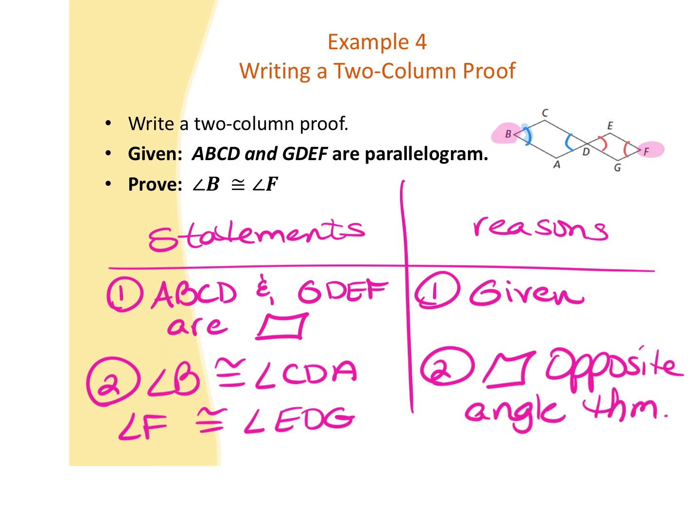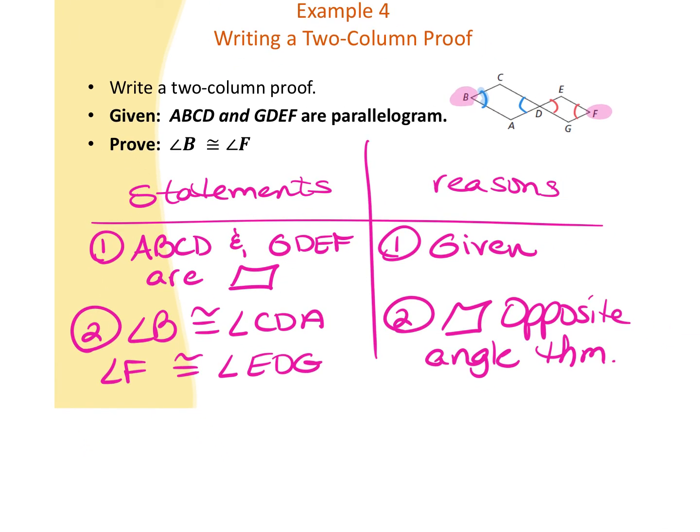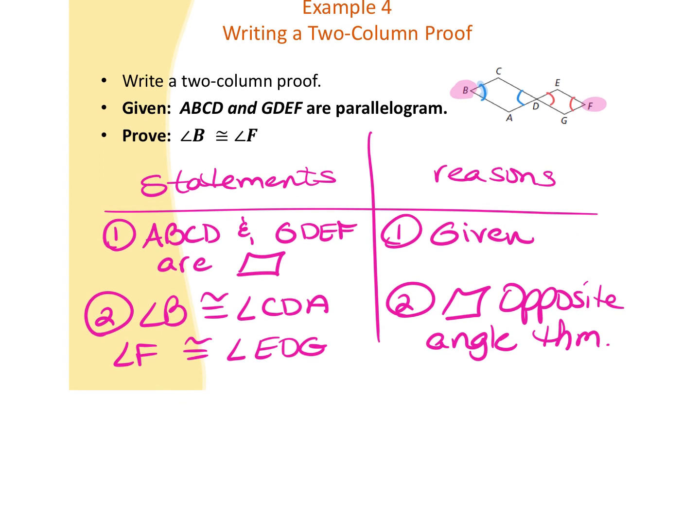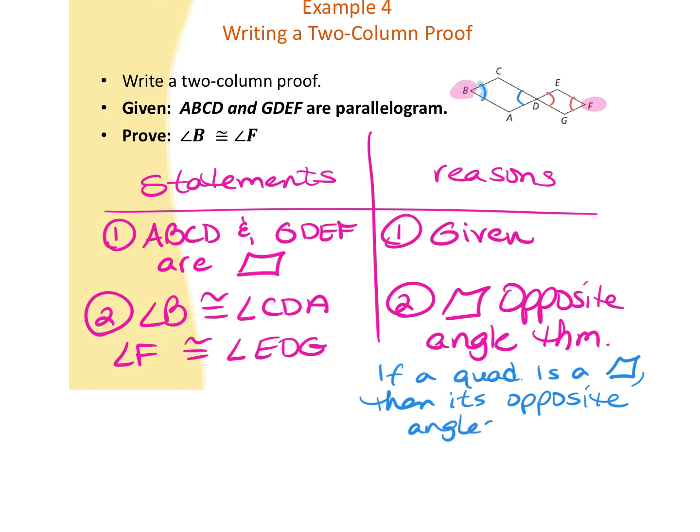Now, if you forget the name, then you need to restate the theorem. And what this theorem states is that if a quadrilateral is a parallelogram, then its opposite angles are congruent. That's only if you forget the name.